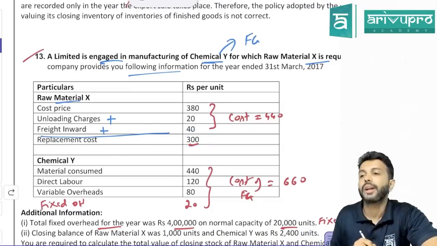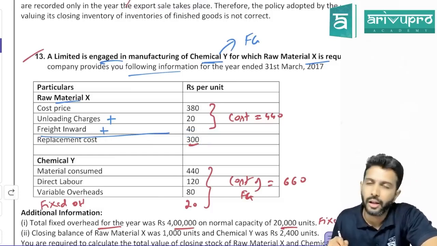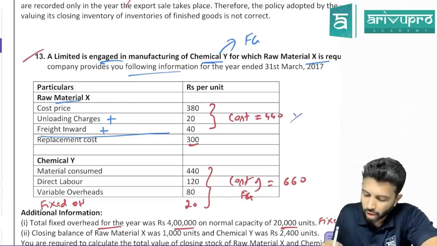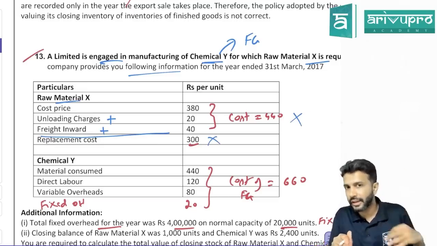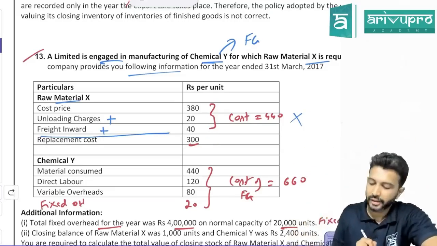Replacement cost, they've given it as 300. So replacement cost is lesser. We'll value it at replacement cost. Raw material valuation is always based on finished goods. So don't compare the cost of raw material with its replacement cost. That comparison is irrelevant. What we have to really find out is the value of finished goods. Based on that, the raw material valuation will be derived.